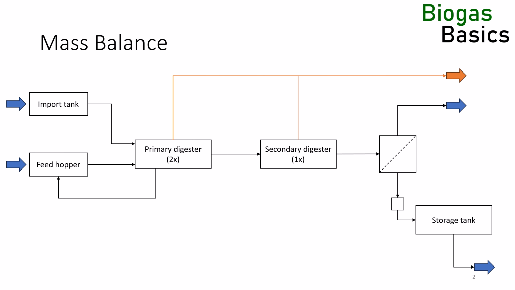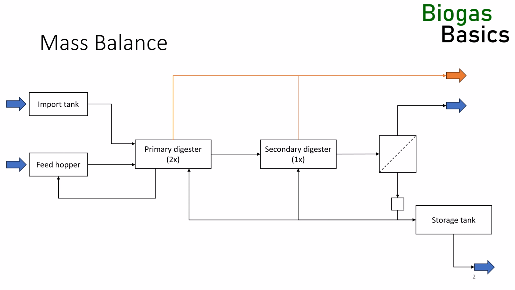It comprises two parallel primary digesters, a secondary digester, a digestate separation step, and a storage tank. Some of the process water must be pumped upstream to the primary and secondary digesters for dilution. So, how should the pumping system for this plant look like?